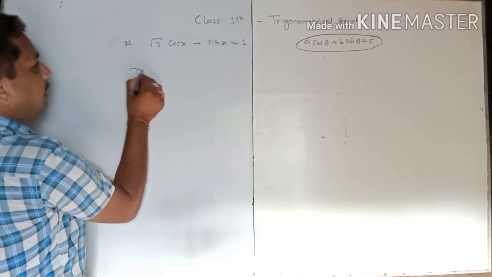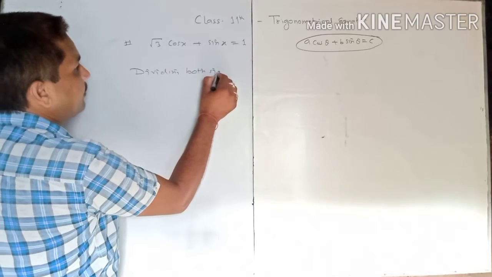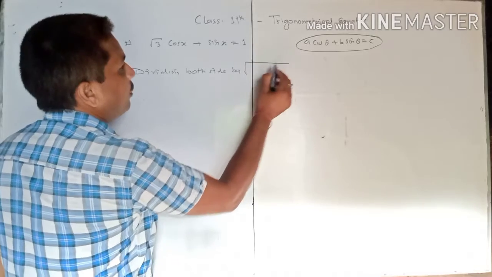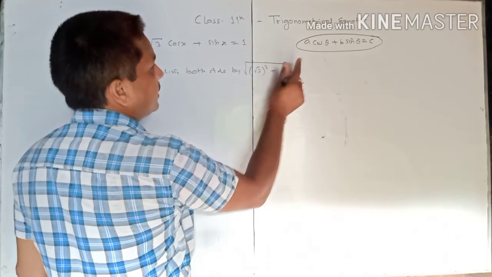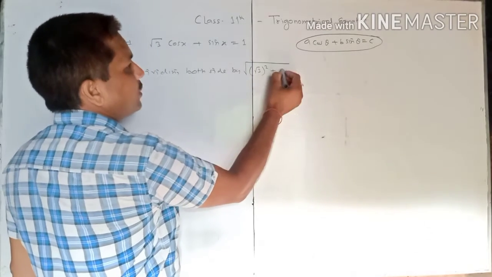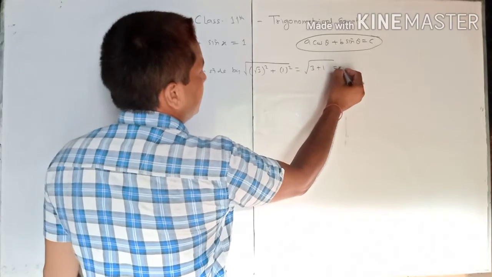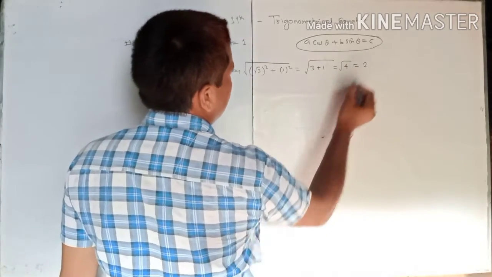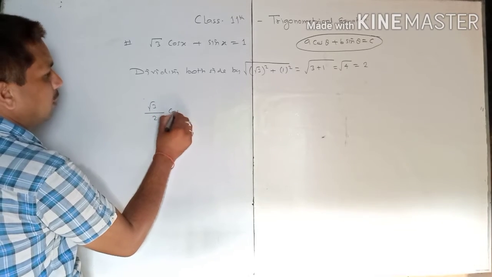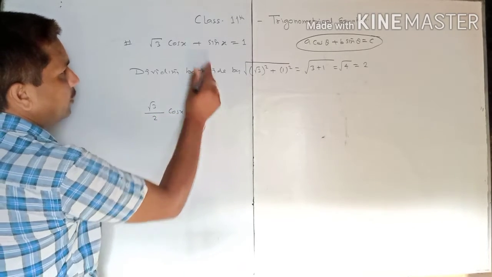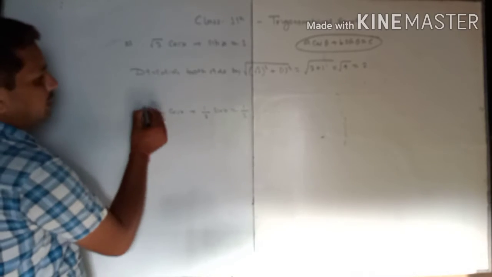So dividing both sides by under root a square plus b square. A square means root 3 square plus b square means 1 square, equal to 3 plus 1, equal to 2. So root 3 by 2 cos x plus 1 upon 2 sin x is equal to 1 upon 2.